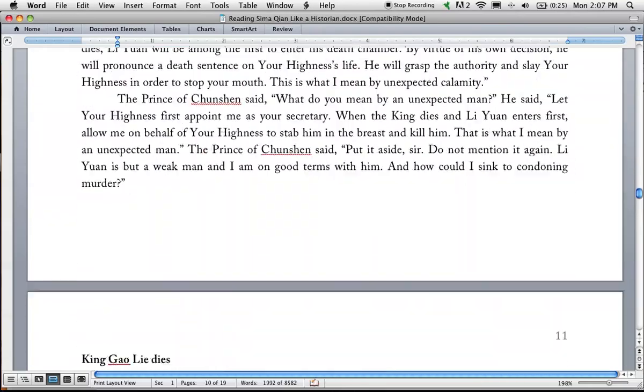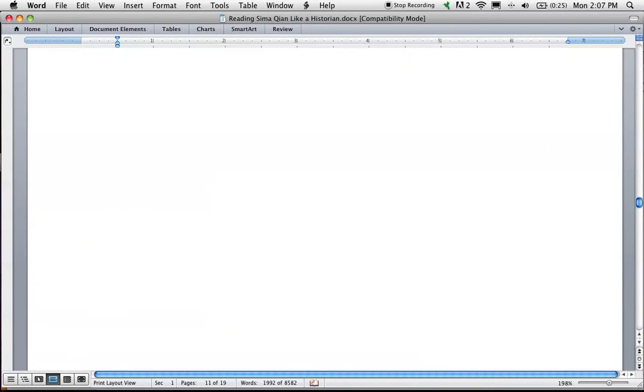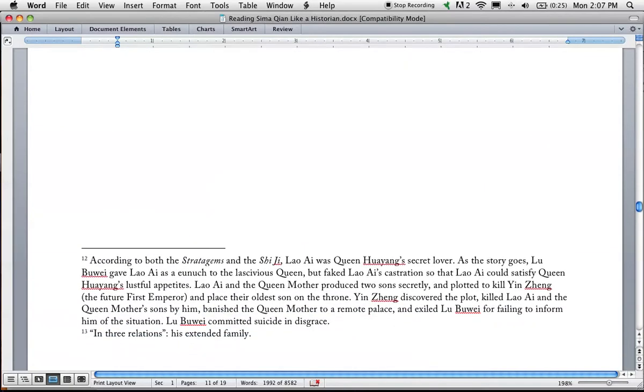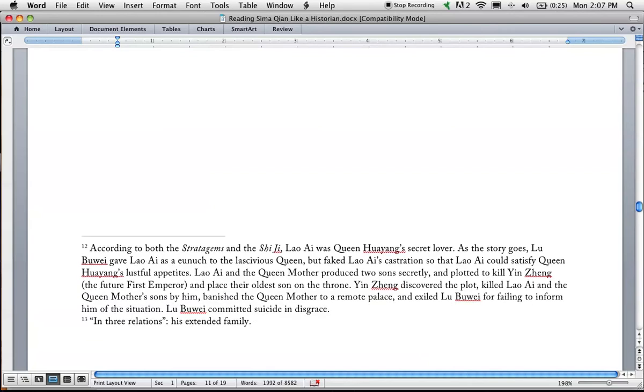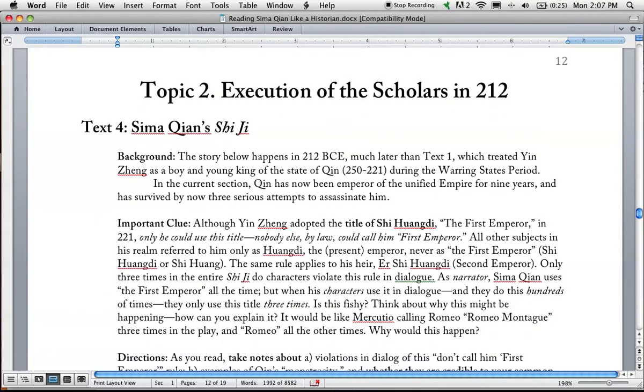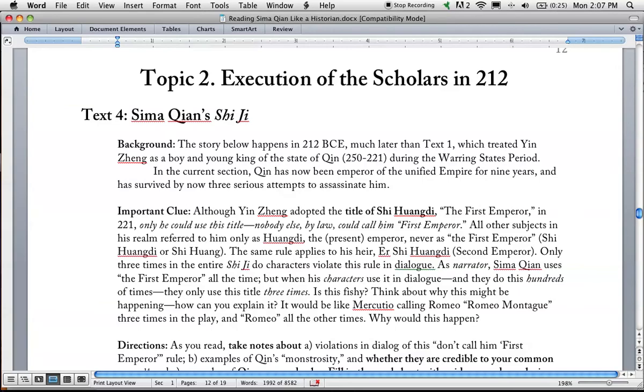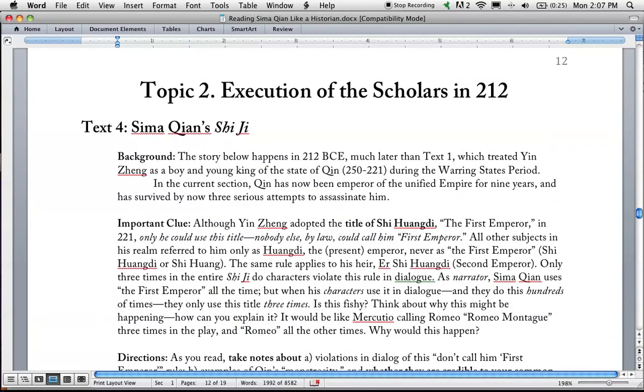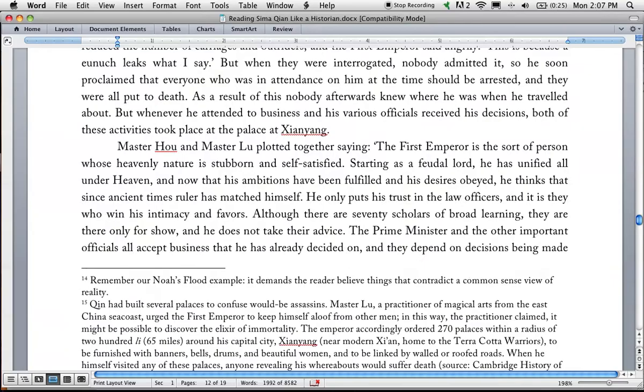This will be the hardest part of what you'll be doing. I urge you to read the footnotes that I did put there myself. For each page, they give you valuable background information to try to make it as clear as possible for you. And then the rest you've already read about them. So very short passages. The execution of the scholars in 212. There it is, straight from Sima Qian.